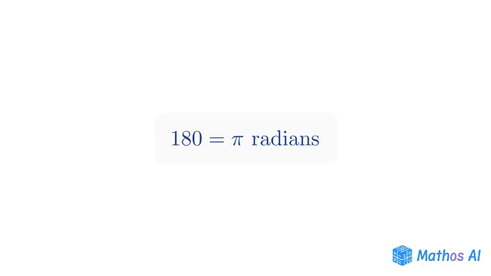The key takeaway is that degrees and radians are just two ways to measure the same thing. They are perfectly interchangeable thanks to that simple, elegant relationship. 180 degrees equals pi radians.